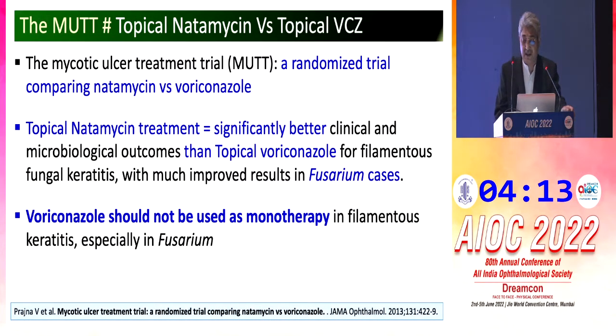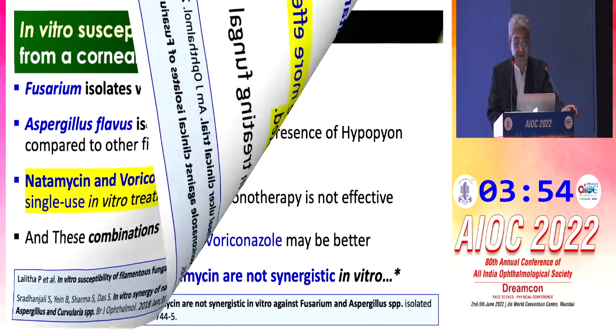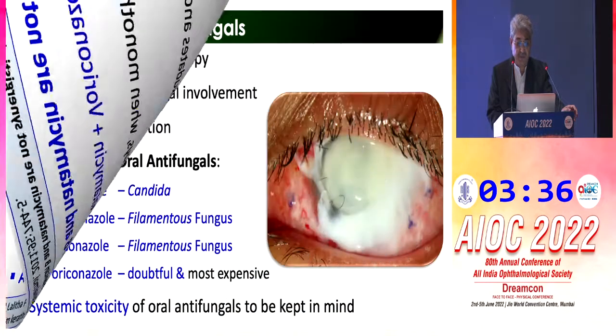The MAT trial has shown that voriconazole should not be used as monotherapy, so that has been proved. Again, the in vitro studies showed that natamycin and voriconazole in combination are a little bit more effective in Fusarium species, but not in vivo. Consider combination therapy for one night, more than 5 millimeter endothelial plaque, scleral involvement, or maybe after 10 to 14 days when you think that it is not effective. But amphotericin B and natamycin are not synergistic in vitro.